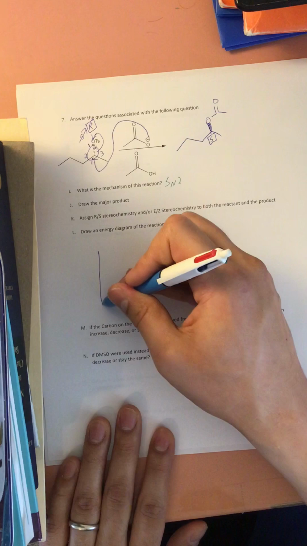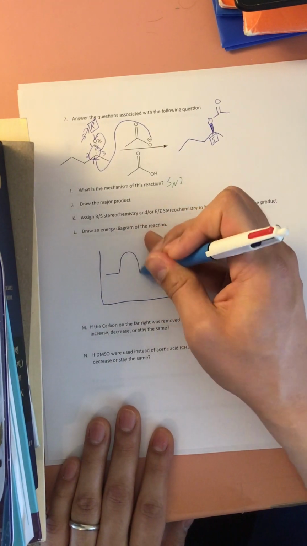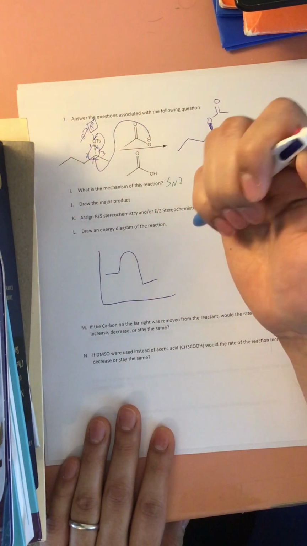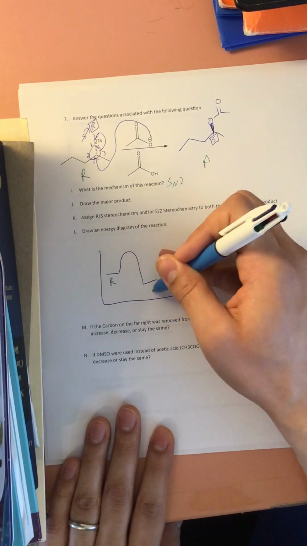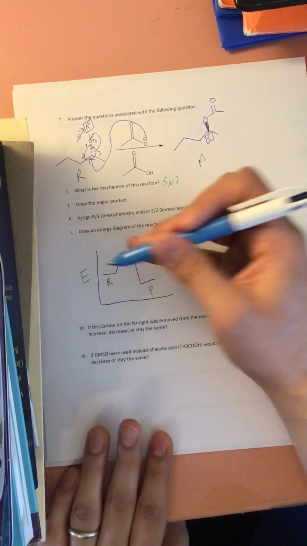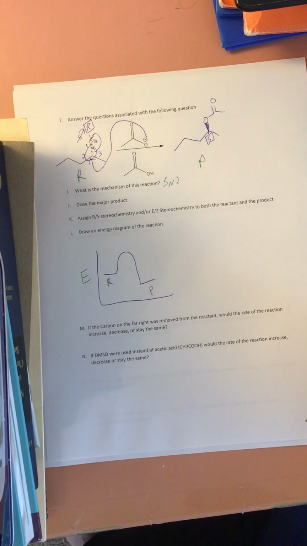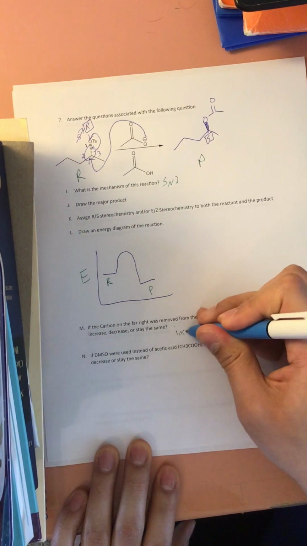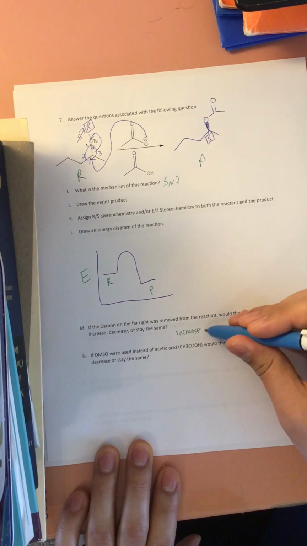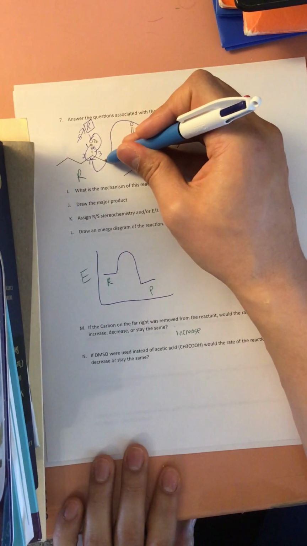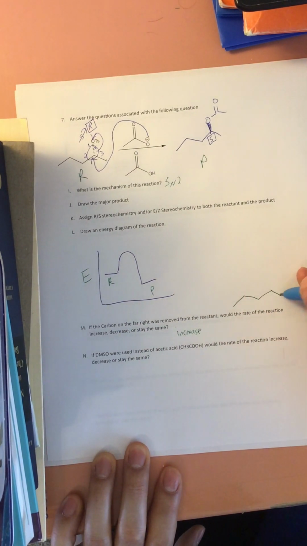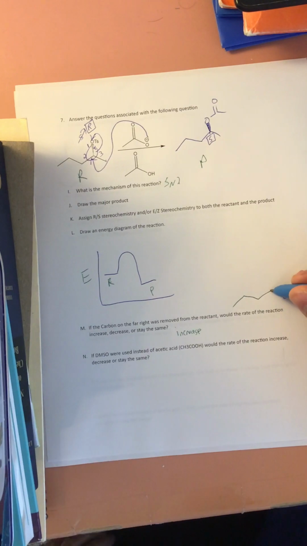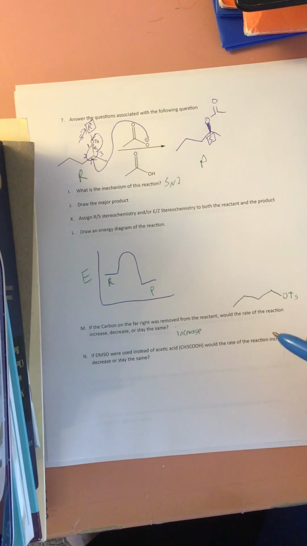Draw the energy diagram. This is like one of the easiest energy diagrams you can ever draw for SN2. Reactants, products, it's only one step. Right, it just looks like this. All right, if the carbon on the far right were removed from the reactant, would the rate of the reaction increase, decrease, or stay the same? This would increase because there's less steric bulk, right? It's primary now instead of secondary, so you get a faster SN2 because there's less steric bulk.